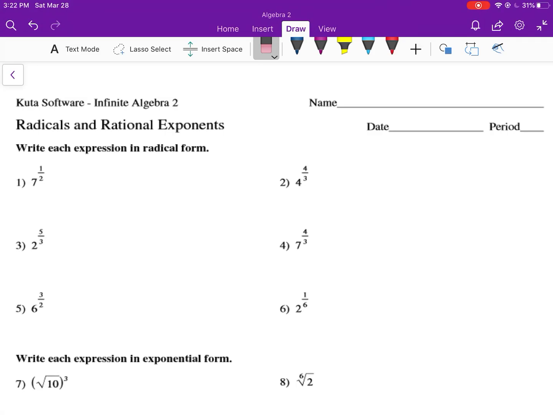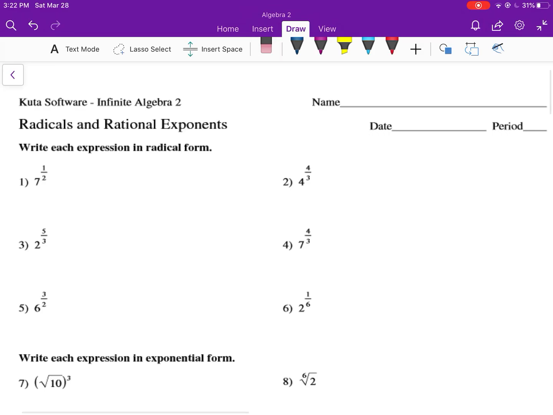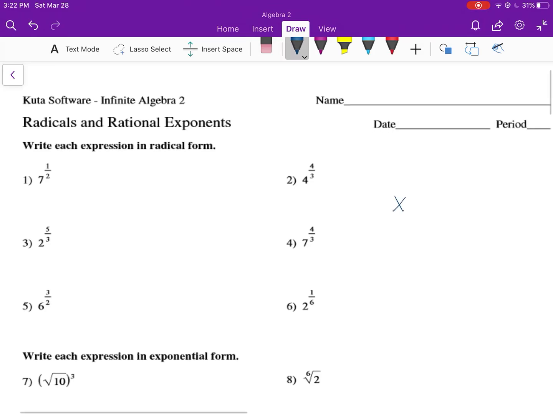The main thing to remember here is that if we have a number to a rational exponent, let's say m over n, this is just another way of writing the nth root, so the denominator goes in the index here, the nth root of x to the m power. That's what you'll see as answers on this worksheet when you're changing from exponent form to radical form.